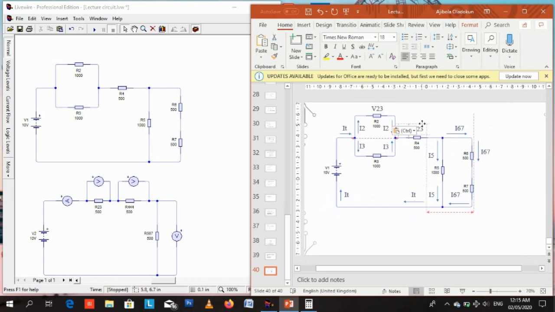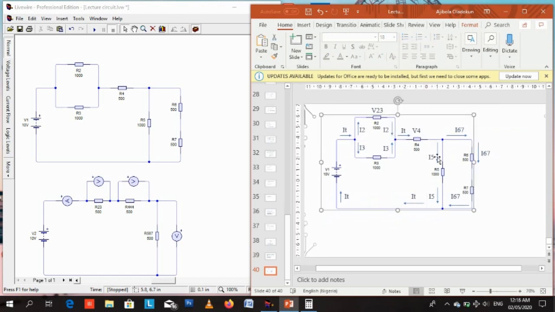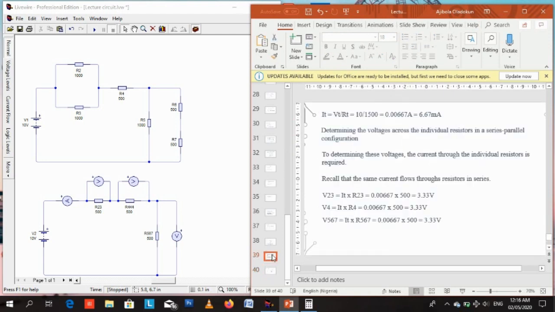So what about the voltage across R4? It's called V4. The voltage across R4 is V4. And we found that earlier. We've obtained V4 already, that's V4 there.